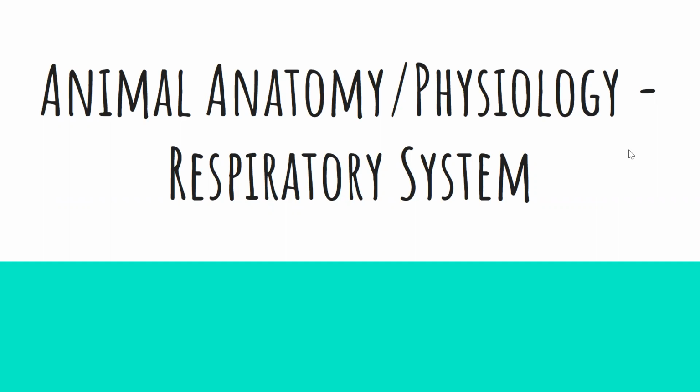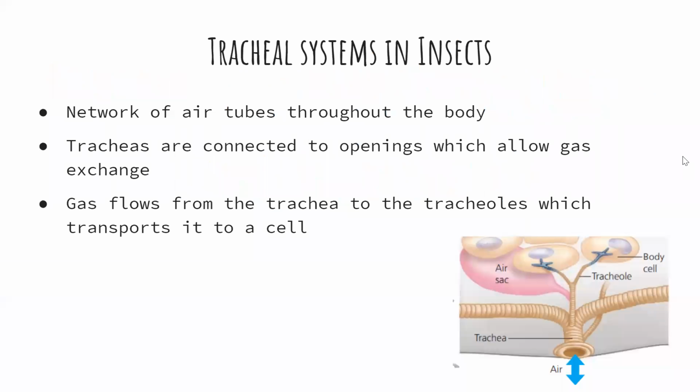So right now it's the respiratory system. We're first going to talk about tracheal systems in insects. Basically, insects have a network of air tubes throughout the body, and the tracheae are connected to openings which allow gas exchange. Then gas flows from the trachea to the tracheoles, which transport it to a cell. There's a diagram on the bottom right side.